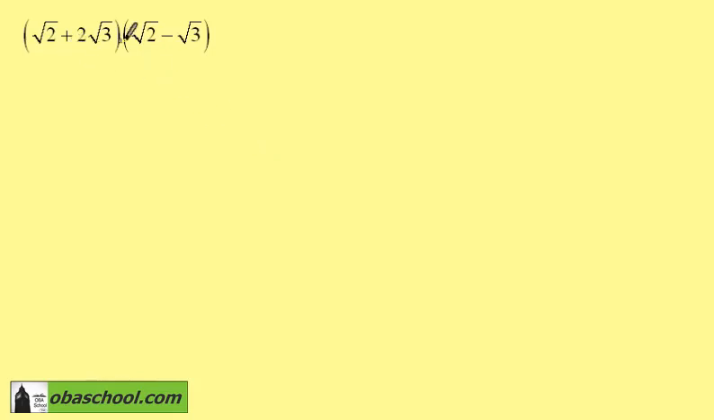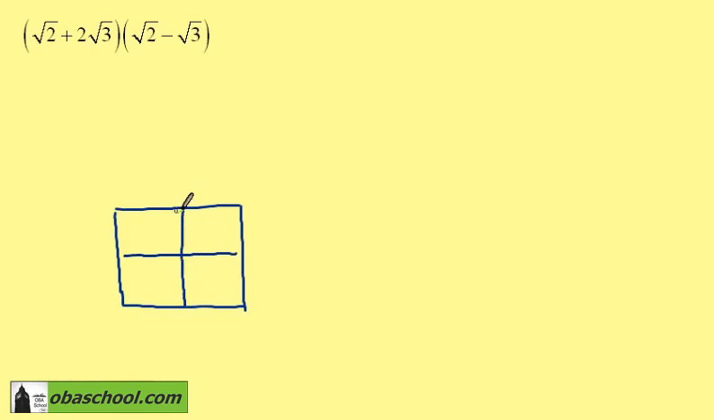We want to expand this pair of brackets. We could do this using a grid. We would use a 2 by 2 grid for this pair of brackets. To the left, write down root 2 and the plus 2 root 3. Above, we'll write down the root 2 and the minus root 3.